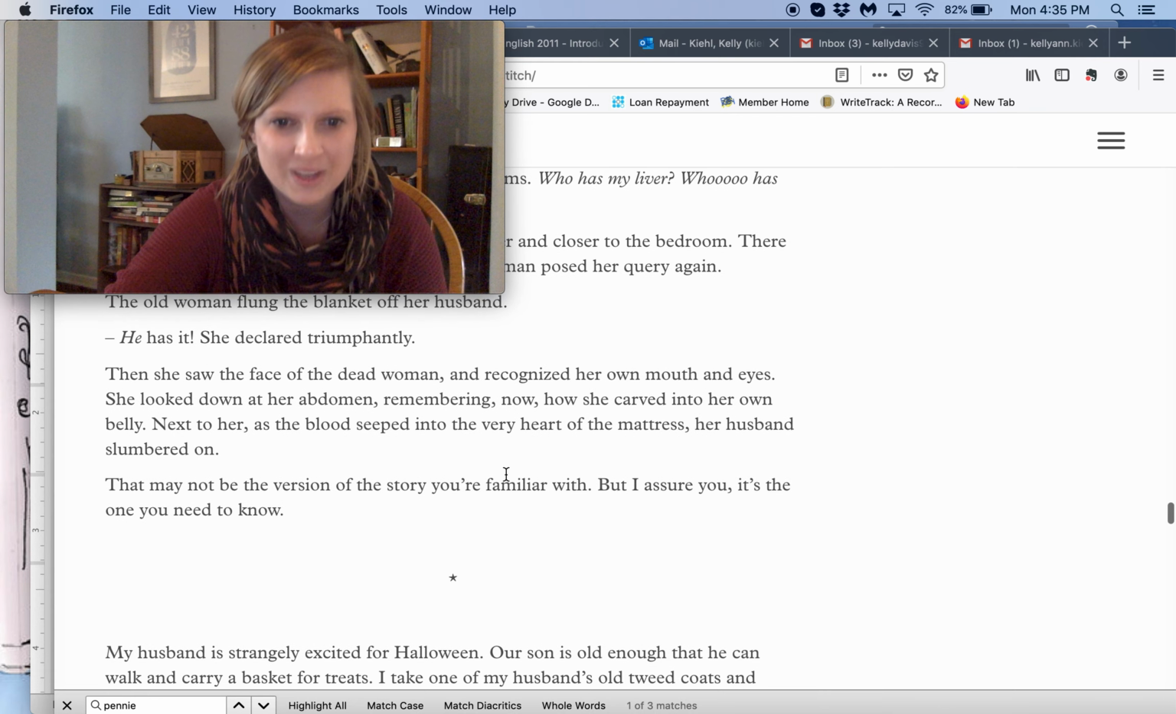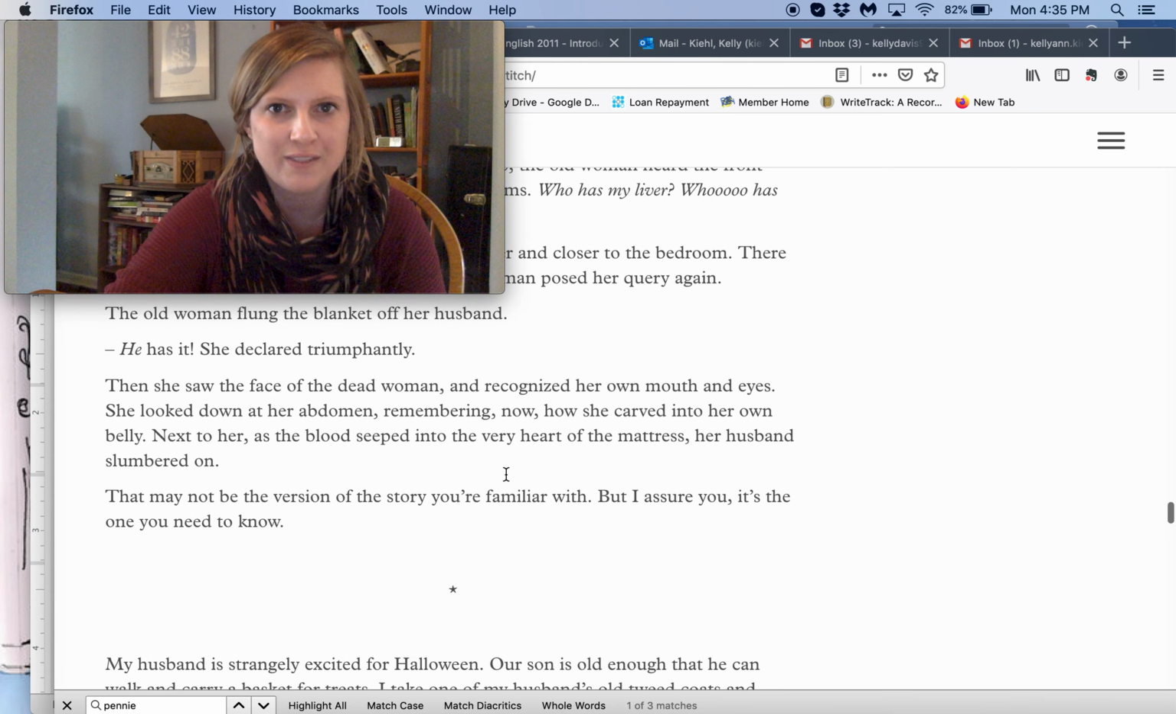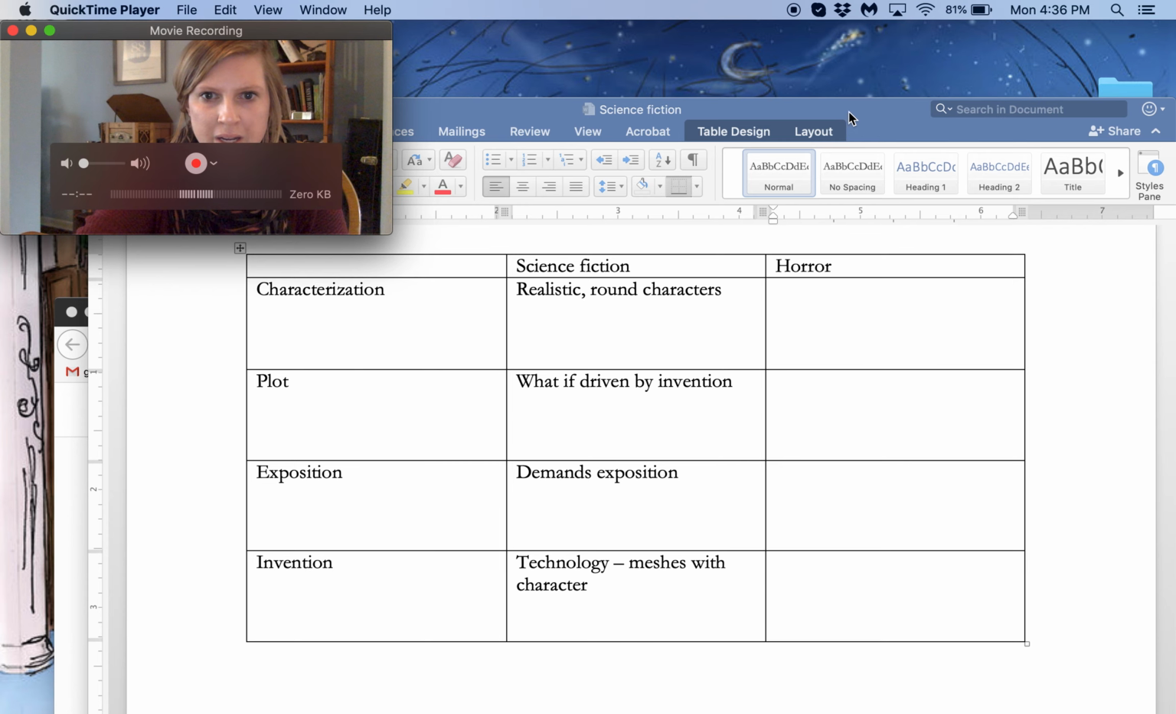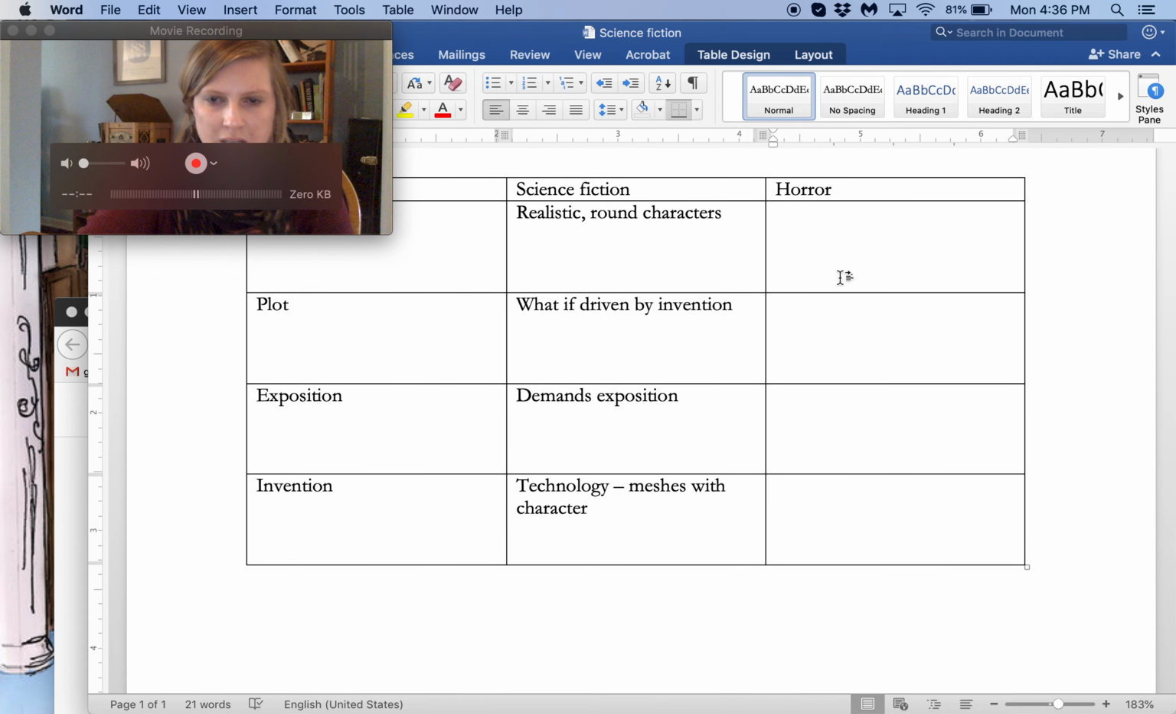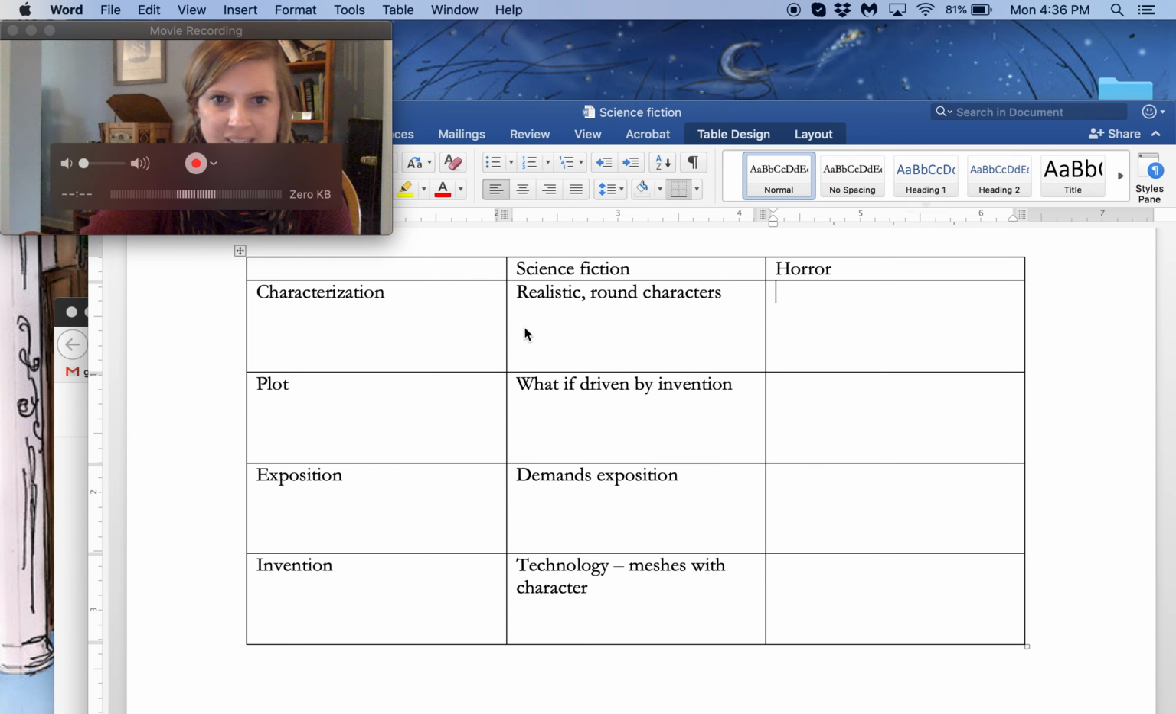So we're going to talk about that in a second, but first I want to talk about the basics of the horror genre and the tradition that Machado is working in here. So if we go back to our handy-dandy notebook, our chart here, I've expanded it by one column, okay? So we've got our science fiction here from Butler's story, and now we're looking at Machado.